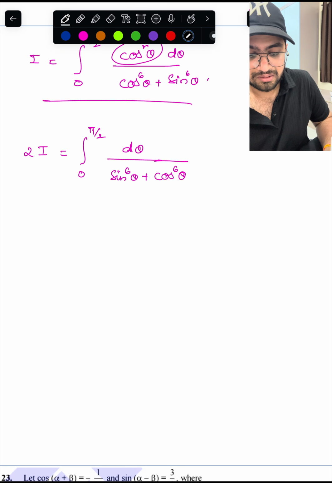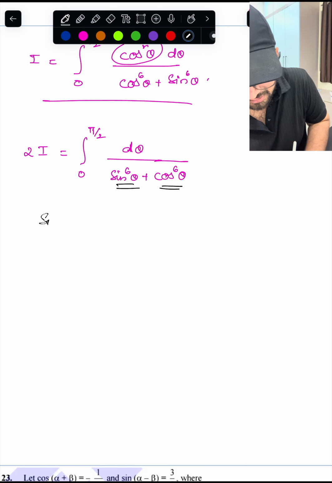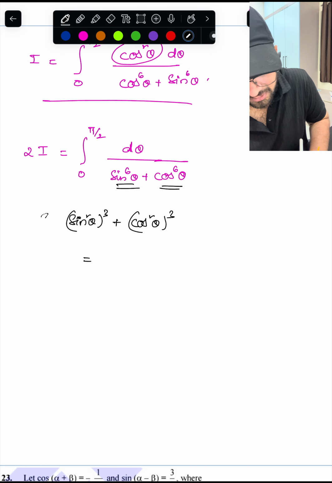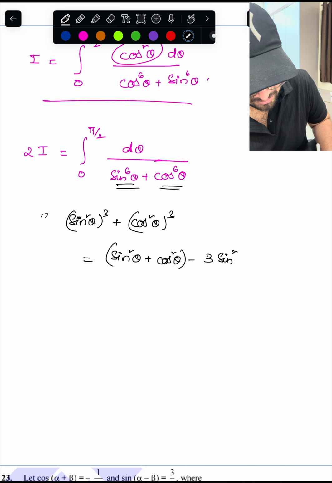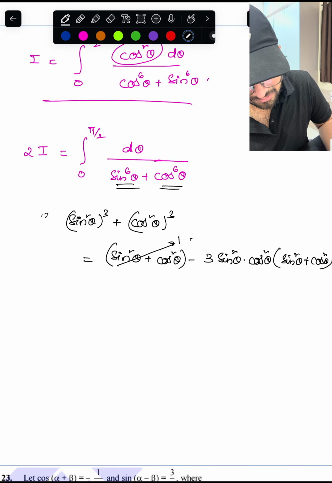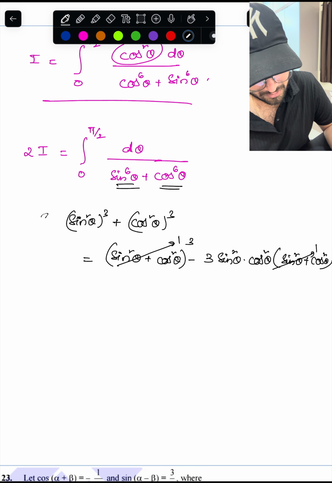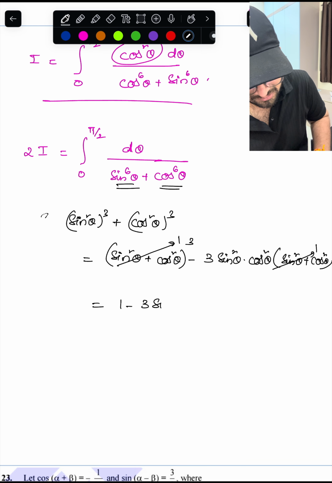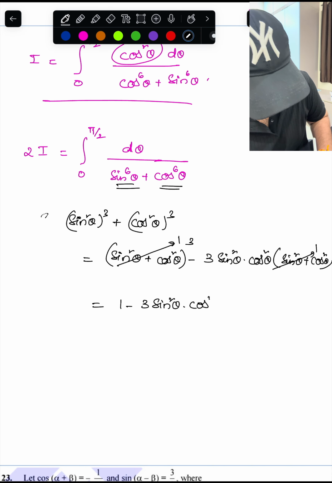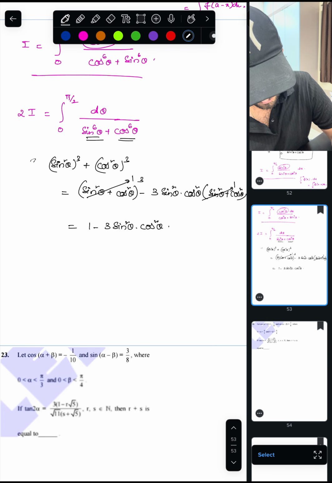Now let's evaluate this integral. How can we evaluate it? We can write sine power 6 theta plus cos power 6 theta as sine square theta whole cube plus cos square theta whole cube. For a cube plus b cube, I can use a plus b whole cube minus 3ab into a plus b. Since sine square plus cos square is 1, we get 1 minus 3 sine square theta cos square theta.